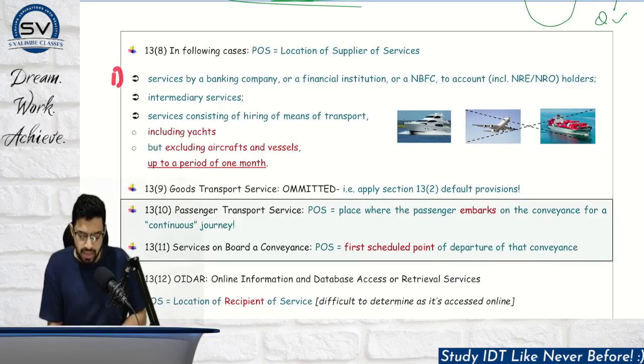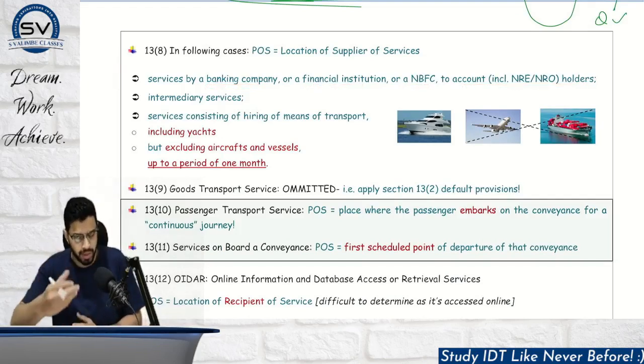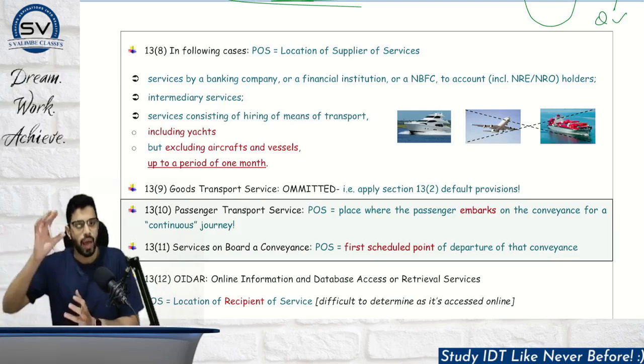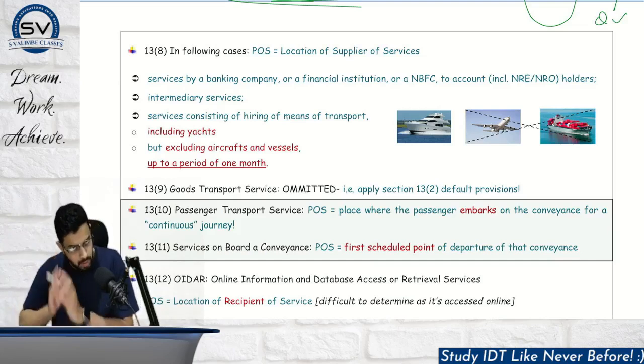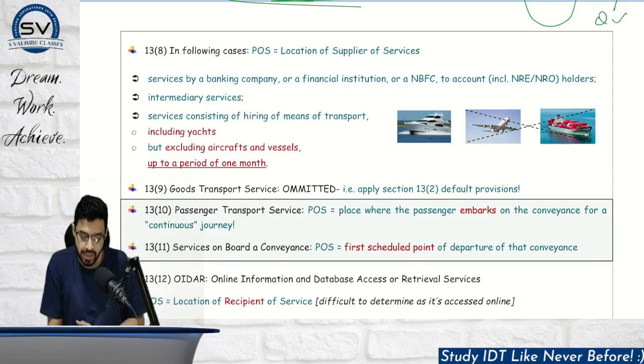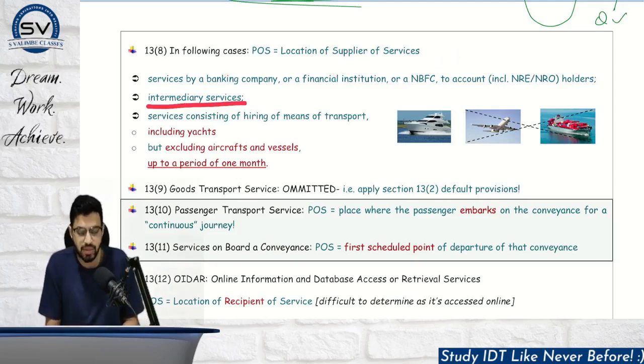First, services by a banking company, financial institution, or NBFC to account holders. What do you mean by account holders? Just the normal account holders that we understand in the common basic sense, that we hold an account in a bank and we get some interest in it. NRO, NRE account holders are also covered here. So in this case, the place of supply shall be the location of the supplier of service, that is these financial institutions.